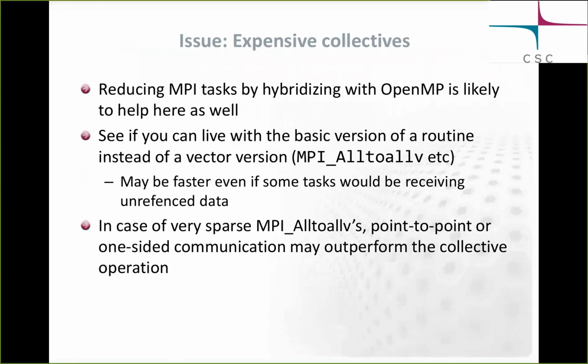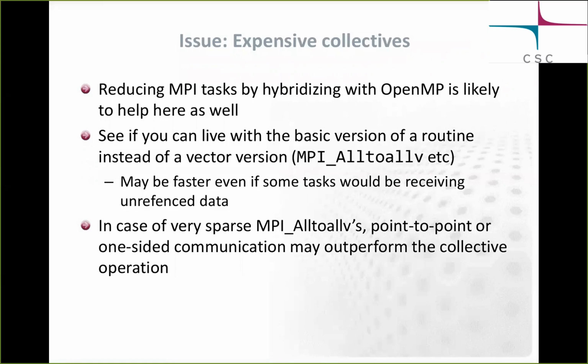And one thing I mentioned in the beginning: if you can see from the performance analysis data that the reason for non-scaling is in fact expensive collectives like MPI, then there are some things you can do here. First and foremost, if you bite the bullet and start hybridizing the code, this is also where hybridization is likely to help, because you just run smaller communicators in MPI.